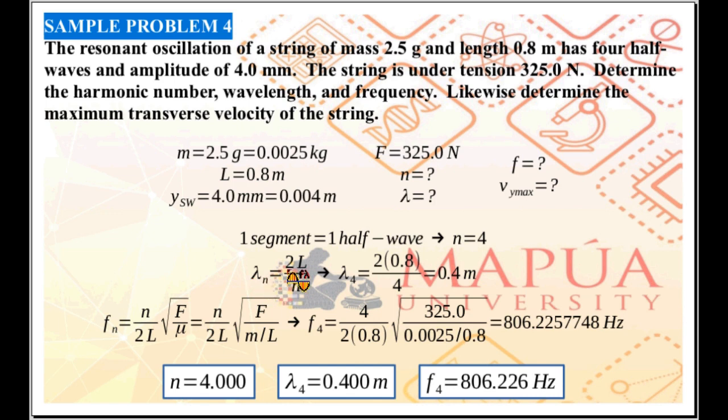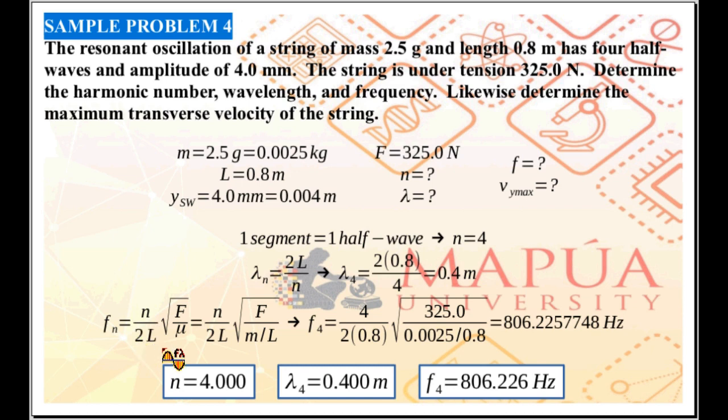Lambda n is equal to 2L over n. And n is equal to 4, so lambda n is lambda 4. That will give you 2L over 4. And knowing L, 0.8 meters, we are able to determine lambda 4. Lambda 4 is equal to 0.400 meters.